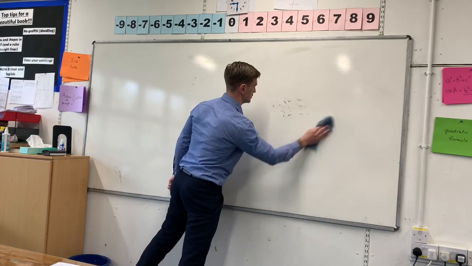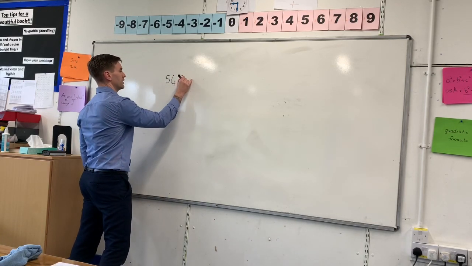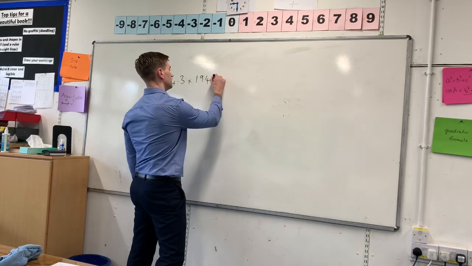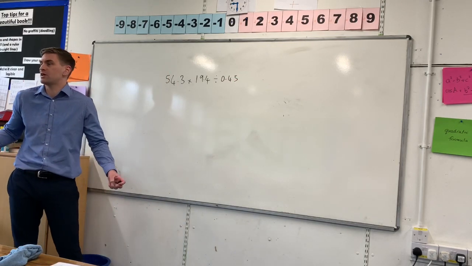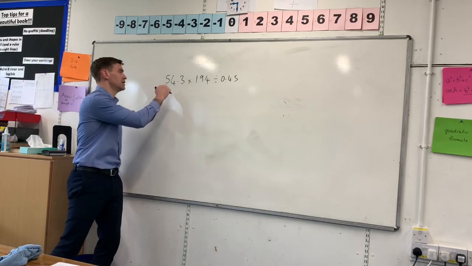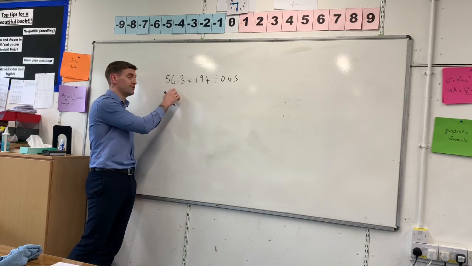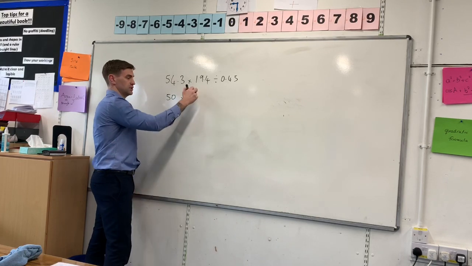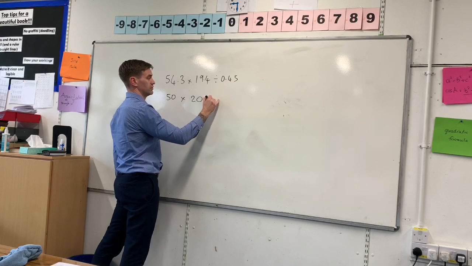Right, last question. I think it's the last one, isn't it? Yeah, so we've got estimate 54.3 times 19.4 divided by 0.45. So, estimate. What does estimate mean? What do you have to do if you estimate? One significant figure. So is 54.3 closer to 50 or 60? 50. So it becomes 50. Is 19.4 closer to 10 or 20? 20. Is 0.45 closer to 0.5 or 1? 0.5.